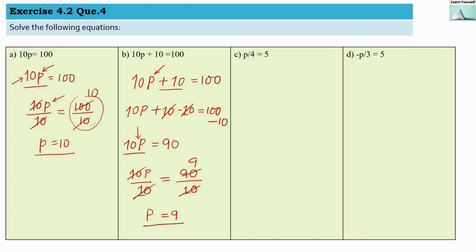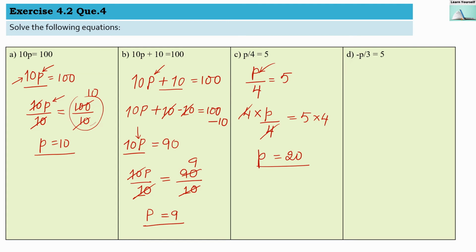Our next equation is c. p divided by 4 equals 5. If we want to separate the variable p, then we have to multiply by 4, because 4 is already there in the denominator, in the division. So we are going to multiply by 4 on both sides. So this 4 and this 4 will get cancelled out. So here we will get p equals 20.